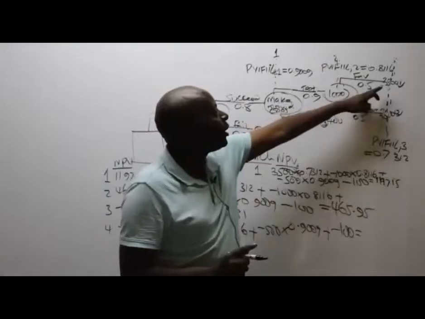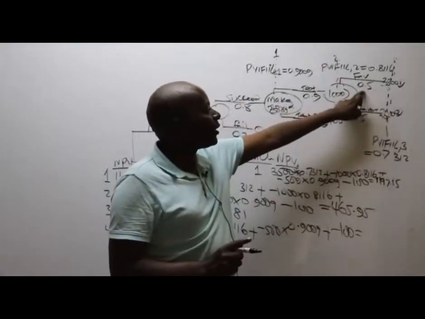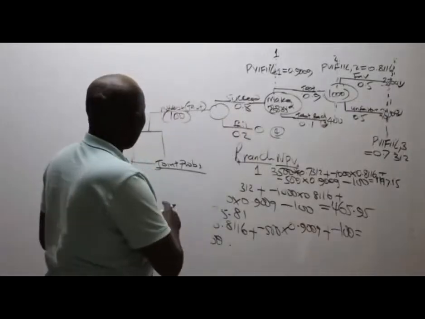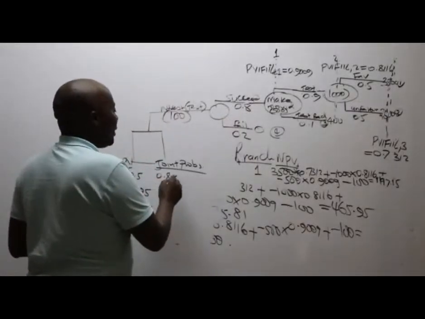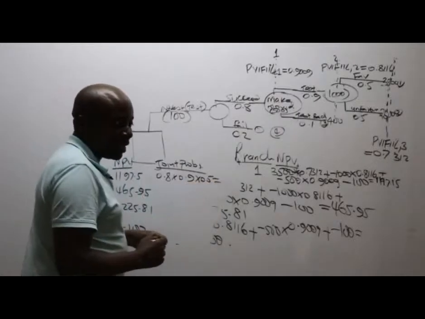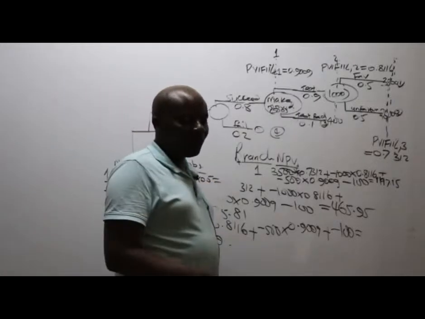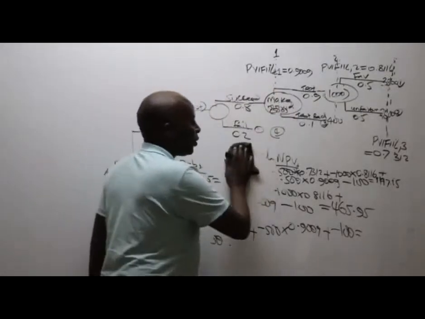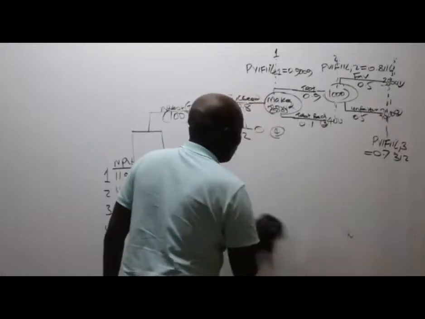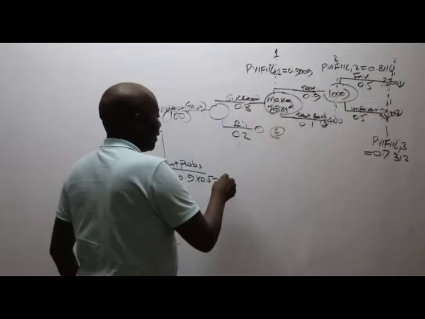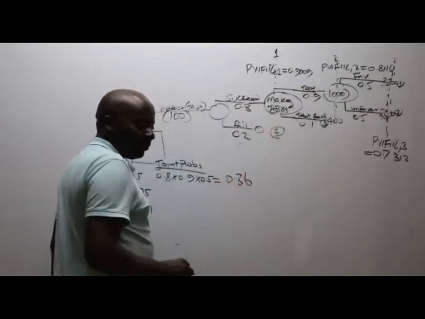So for road number 1, I can see 0.5, I can see 0.9, I can see 0.8. So for road number 1, the probabilities here will be 0.8 times 0.9 times 0.5. Is there somebody who can give me the answer here for joint probability for the first road? Liz tells me this is 0.36. Is that true? Thank you very much.